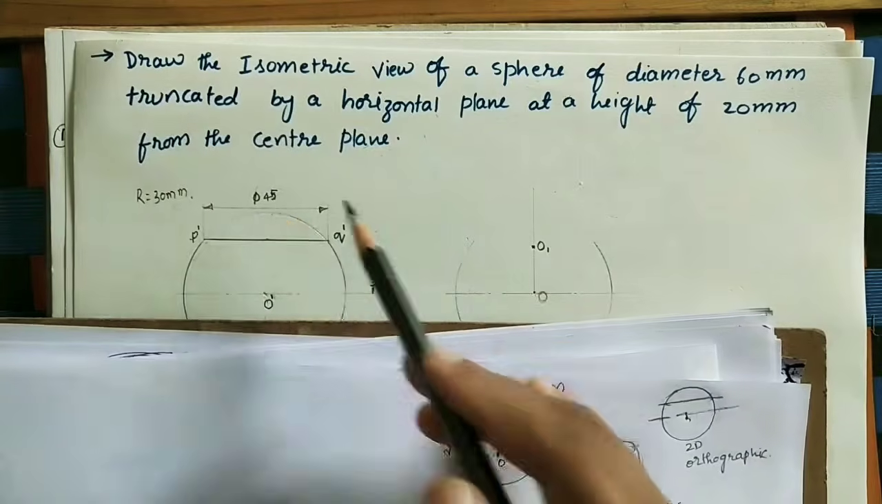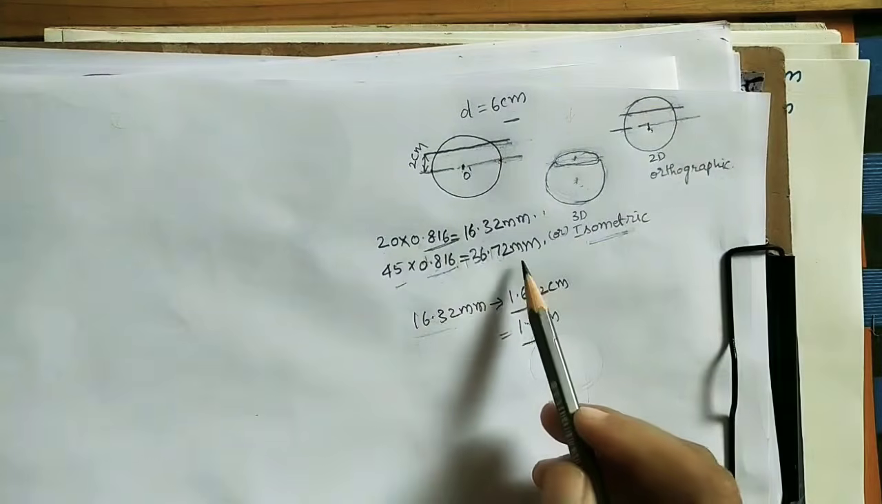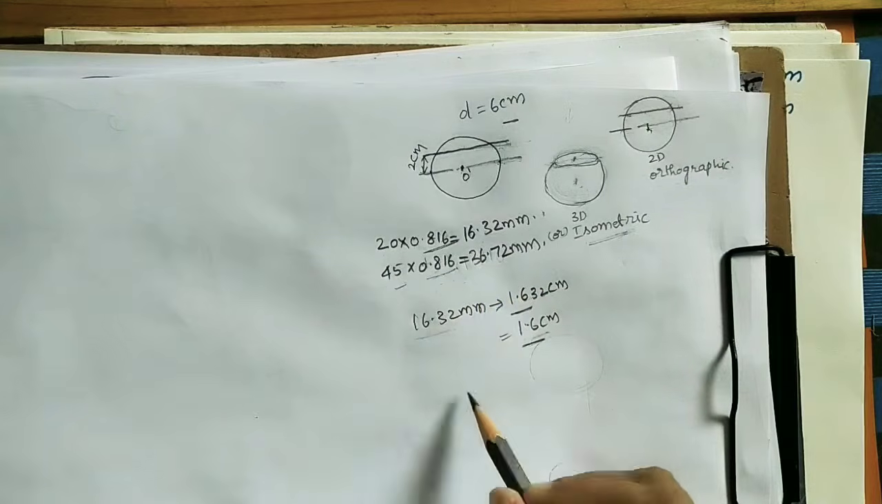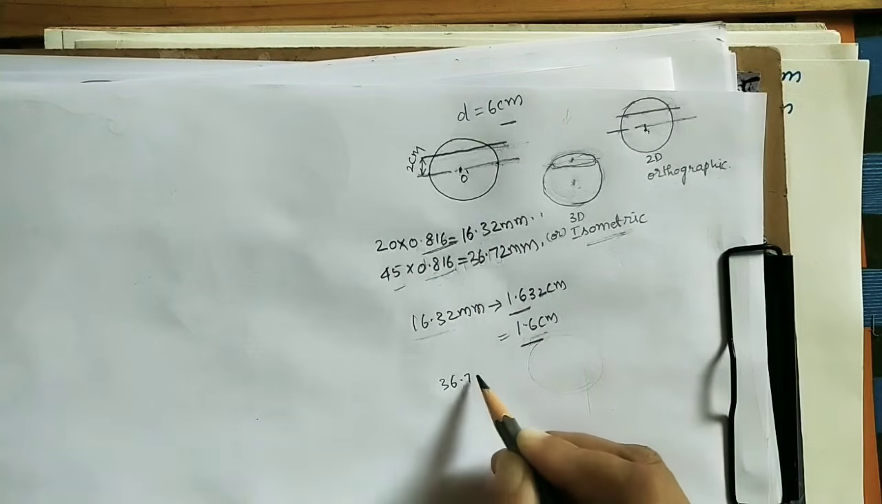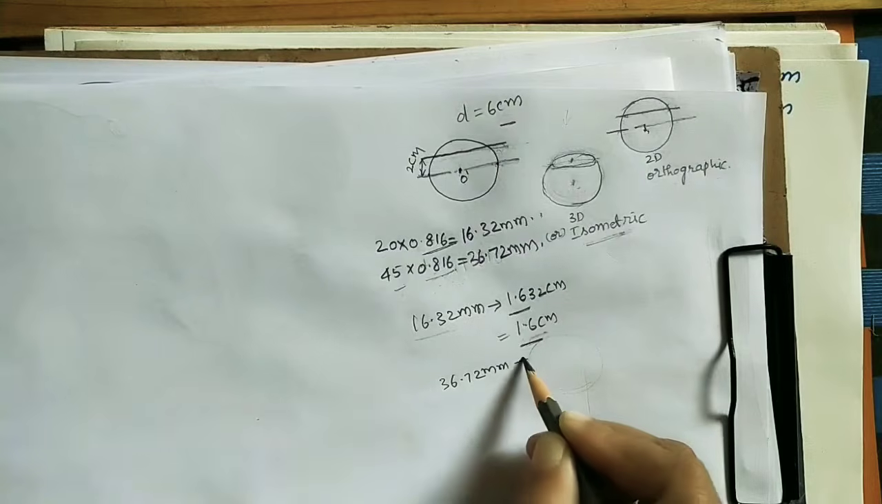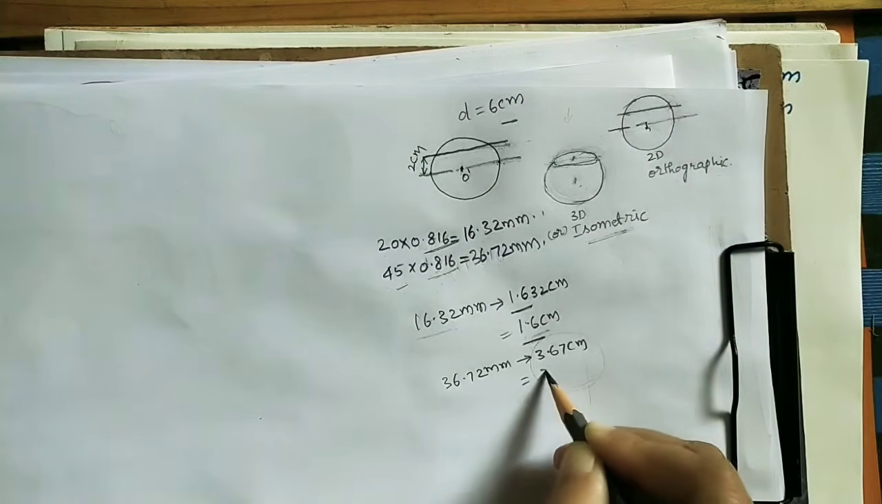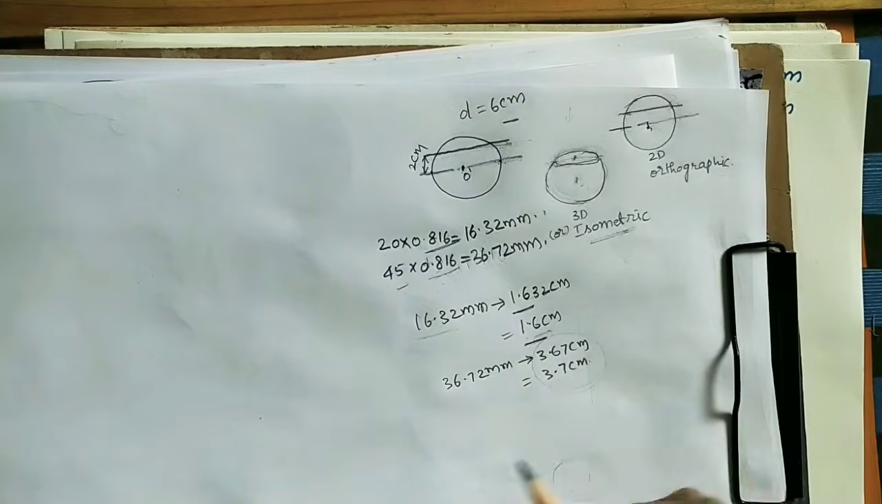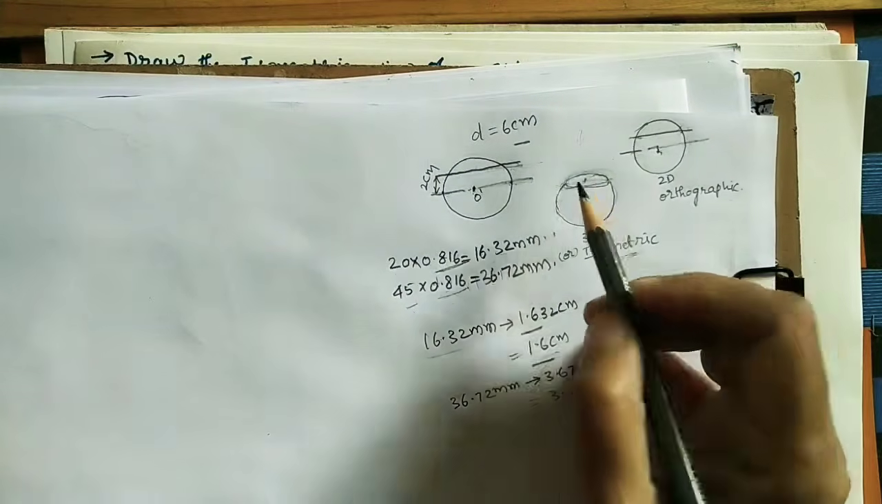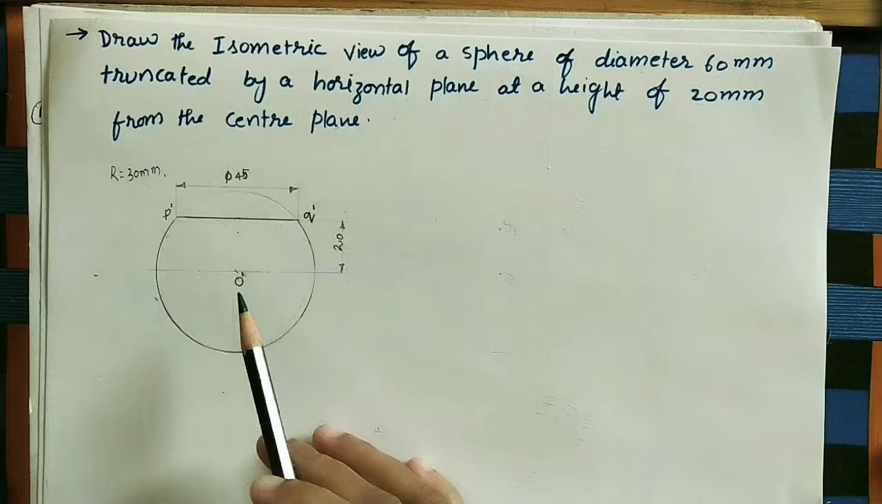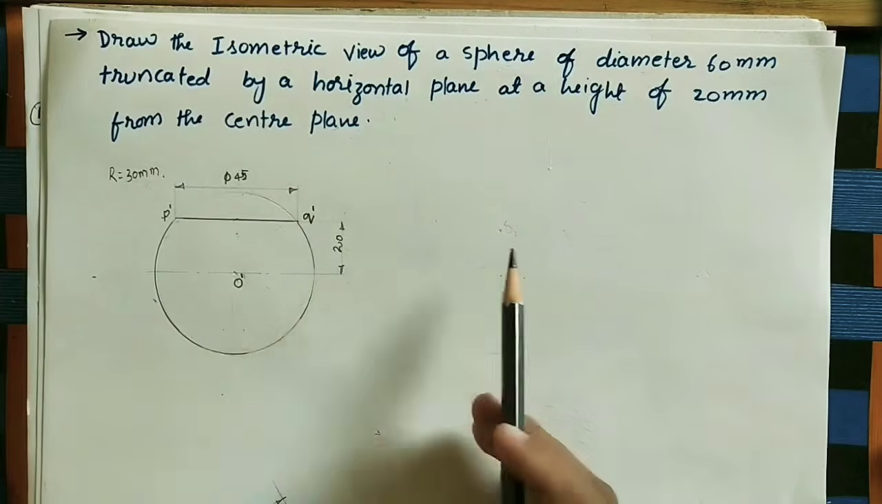So we have converted this value also, as I told just now. So how much is this value? Instead of 45 mm, 36.72 mm. In centimeters it is 3.67 centimeters, or we can take 3.7 centimeters. Okay, so for doing the ellipse we are following the four-center method. After getting this 2D diagram we will do the 3D diagram.